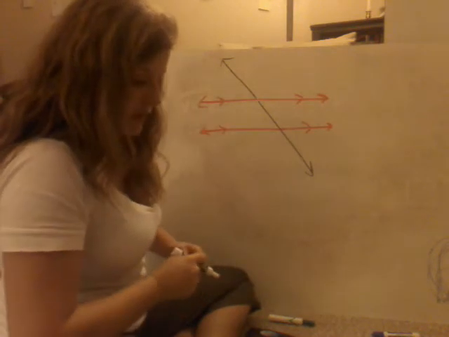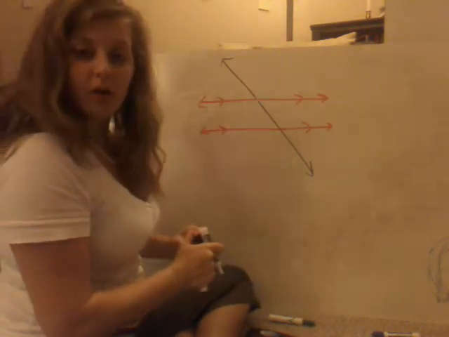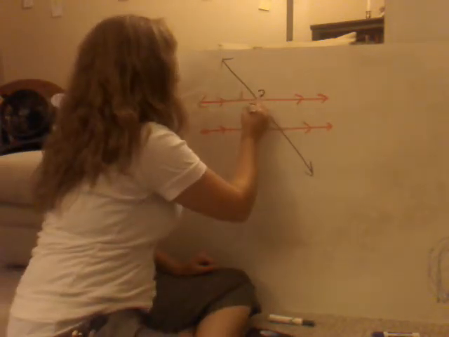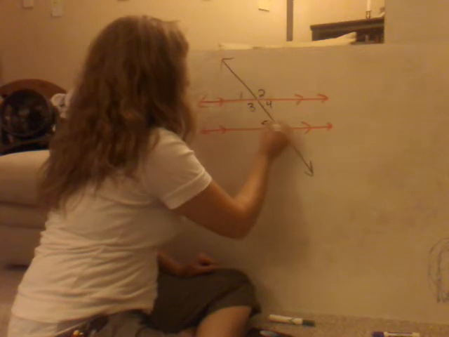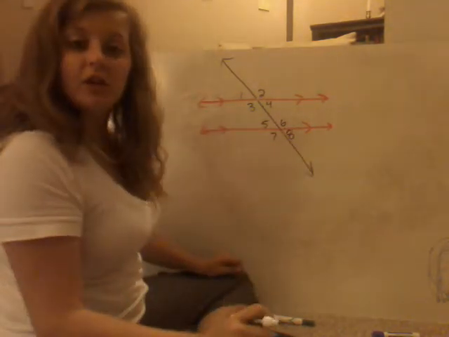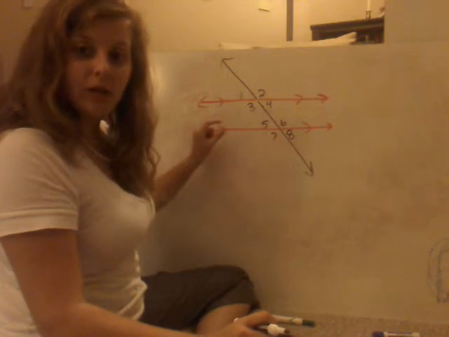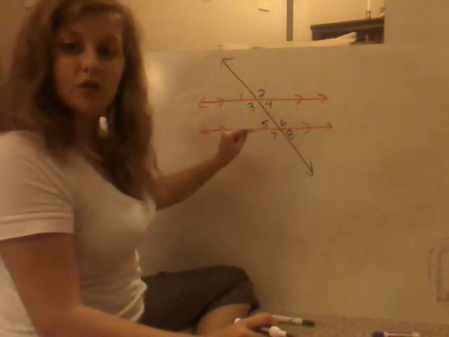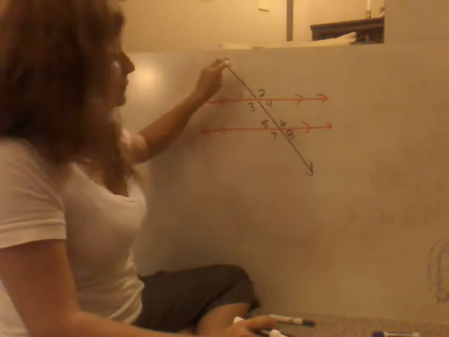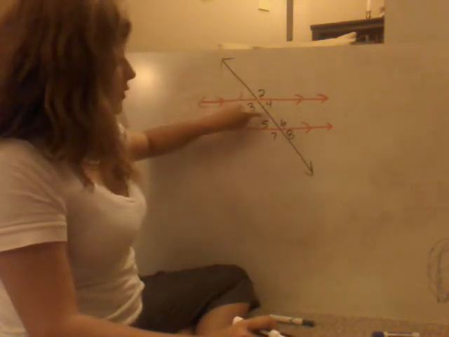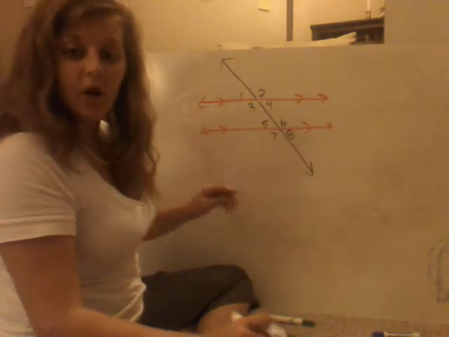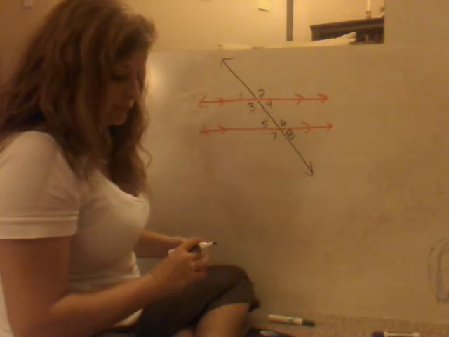Next, I wanted you to tell me which ones are alternating interior angles. And I labeled them 1, 2, 3, 4, 5, 6, 7, 8. So alternating interior angles, remember, are angles inside the parallel lines, and they're on opposite sides of the transversal. So here's our transversal line. We've all got this down pretty well. Alternating would be 4 and 5, or 3 and 6. Alternating on opposite sides of the transversal.